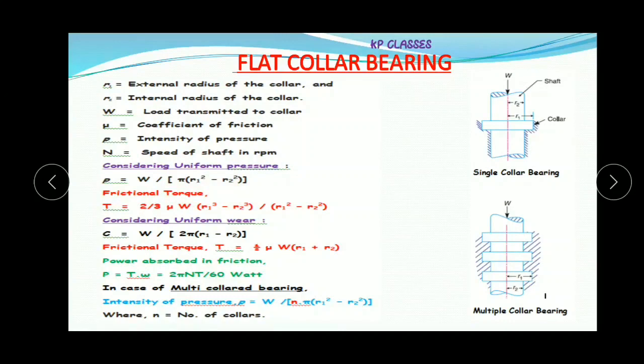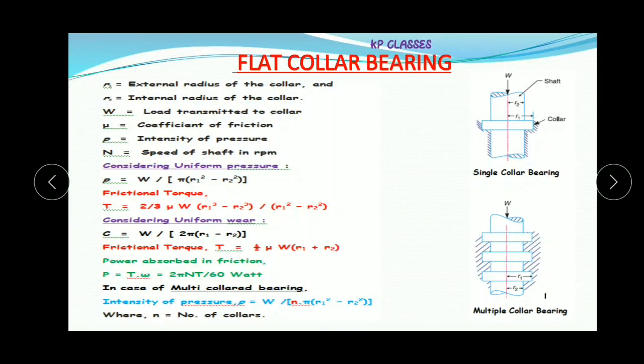Here the collar is a ring type element, so area equal to pi (R1 square minus R2 square). Therefore, frictional torque by using the formula T equal to 2 by 3 mu W (R1 cube minus R2 cube) divided by (R1 square minus R2 square). This is the important formula for the collar bearing. This is for the single collar bearing.